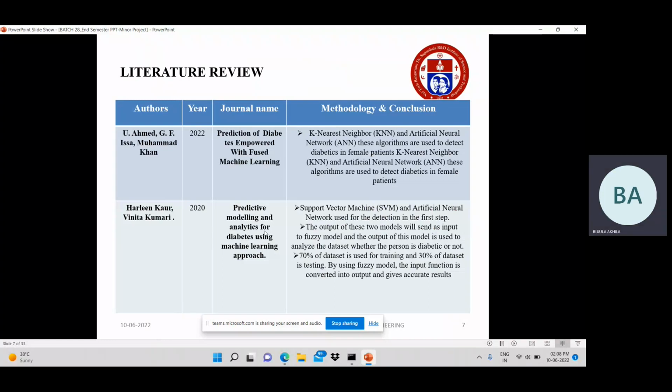The second journal name is Predictive Modeling and Analytics for Diabetics using Machine Learning Approach, and the authors were Helen Kaur and Minita Kumari. In this, they use support vector machine and artificial neural network to detect the first step of diabetics. The outputs of these two models are sent as input to a fuzzy model, and the output of this model is used to analyze the dataset to determine whether the person has diabetes or not.